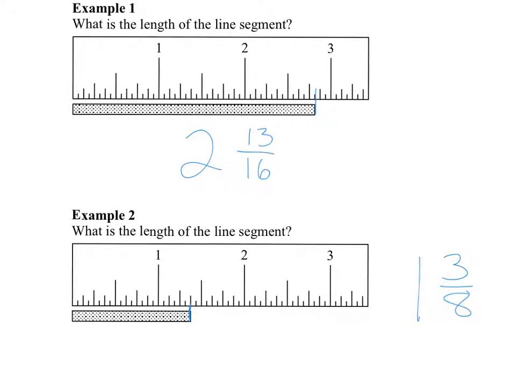The other way to do it would be, you could go, okay, it's 1 and always put it over 16, and then just count every single tick that's there. So 1 and 1, 2, 3, 4, 5, 6, and put that on top of 16. And then you can reduce that if you divide each of those by 2. Well, 6 divided by 2 is 3, and 16 divided by 2 is 8.